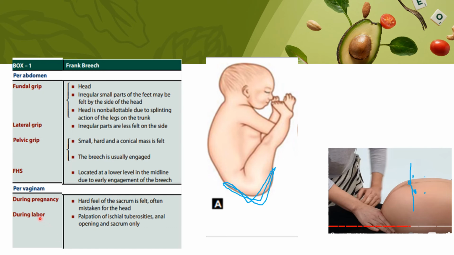Next, per vaginal examination during pregnancy: a hard feel of the sacrum is often mistaken for the head. Because the thigh is flexed, a ridged part will be there, so it will be confusing whether it is the head or the sacrum. Then during labor, when they do the PV examination, the ischial tuberosity, anal opening, and sacrum will be palpated.